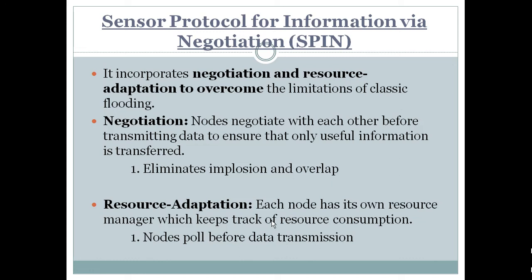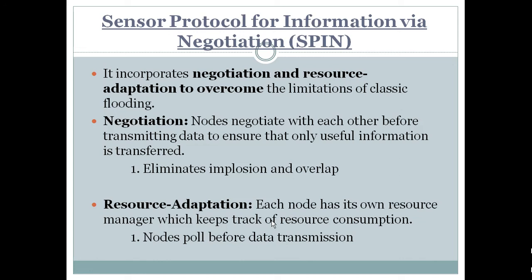The second word we got to know in SPIN is resource adaptation. Now, in resource adaptation, each node has its own resource manager, which keeps track of resource consumption. The third demerit of flooding was unnecessary use of resources, which was resource blindness. So now we are having the resource manager, just like the operating system is the resource manager of our system. In the same way, in every sensor node, we are having a resource manager, which is keeping track of all the consumption of resources that has been done by the node.